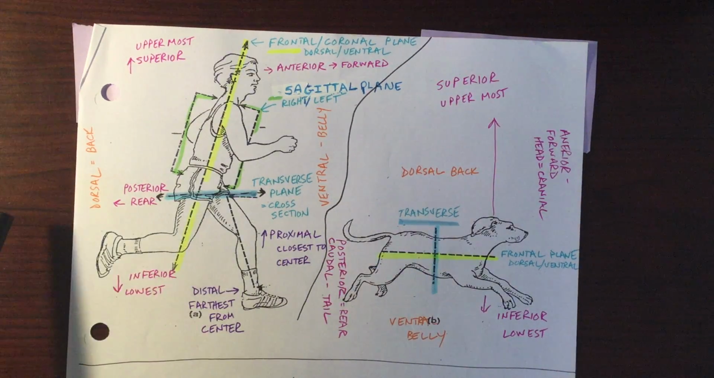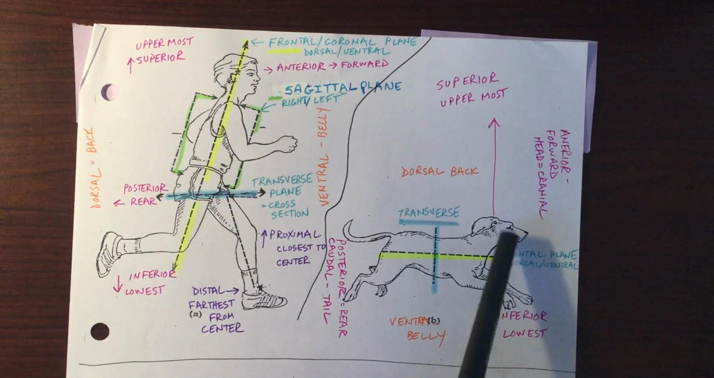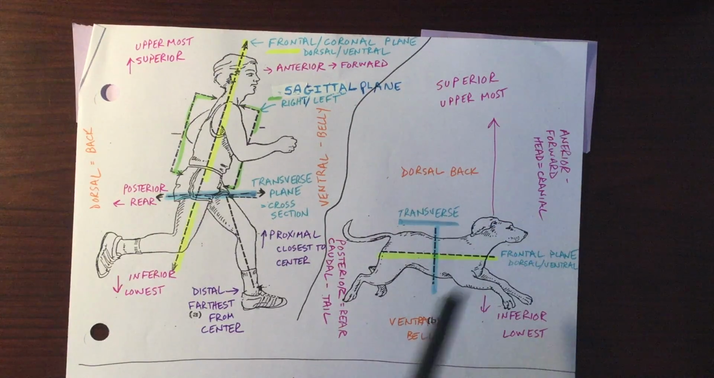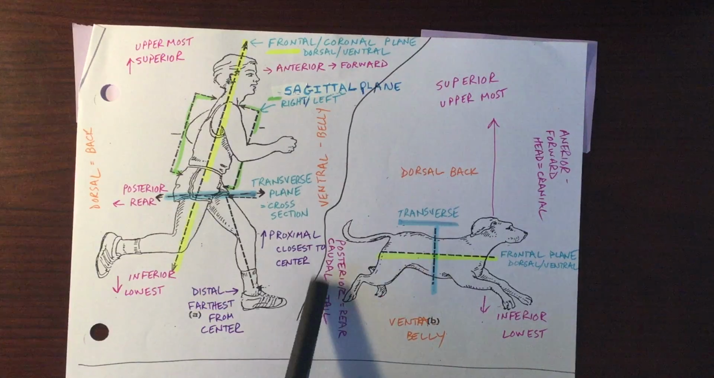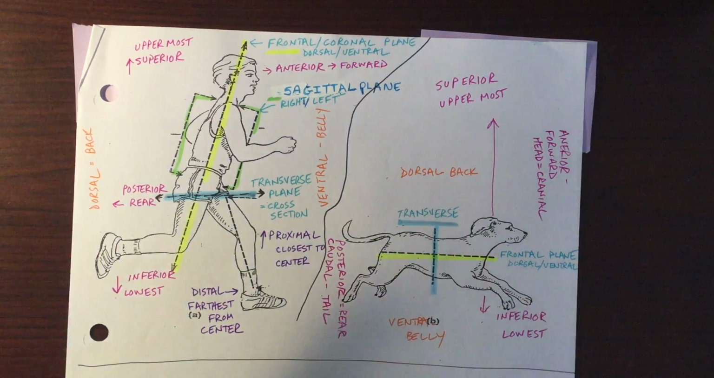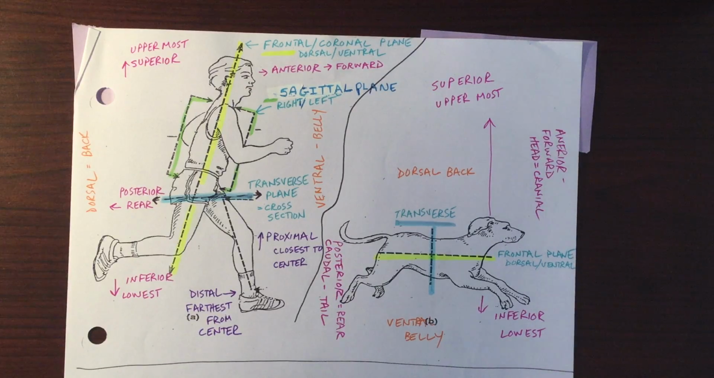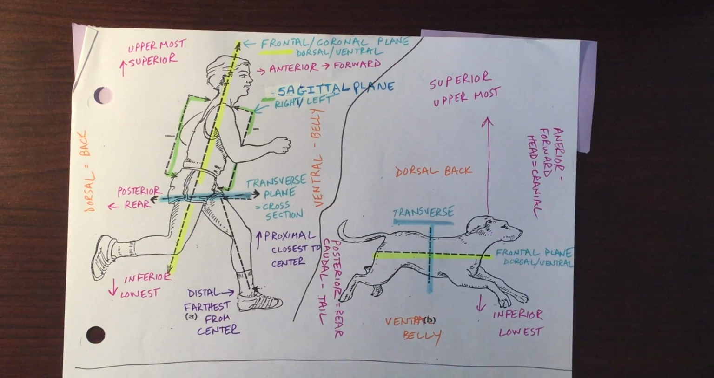We can also add a few more words here. We can talk about cranial. Cranial is referring to the head region. Caudal is referring to the tail region. So we can also say anterior and posterior is very similar to cranial and caudal, and they can kind of be used interchangeably there. Down the bottom, you guys have a body cavities man.